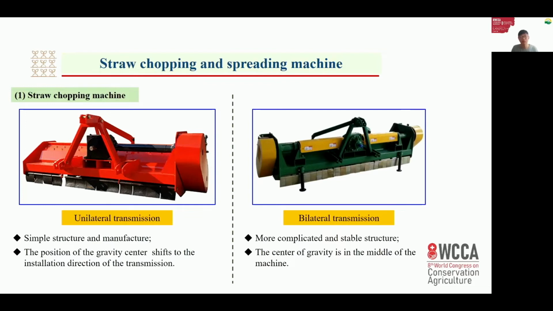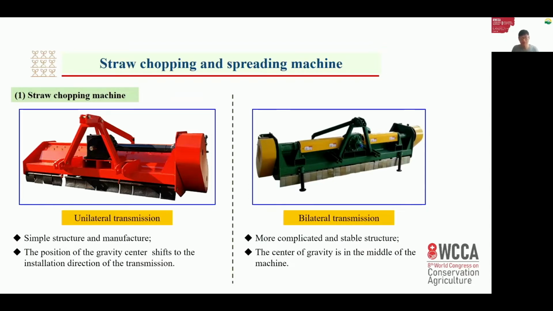According to the transmission way, the straw chopping machine is divided into unilateral and bilateral transmission machines. The unilateral transmission machine has a simple structure, but the position of the gravity center shifts to the installation direction of the transmission.